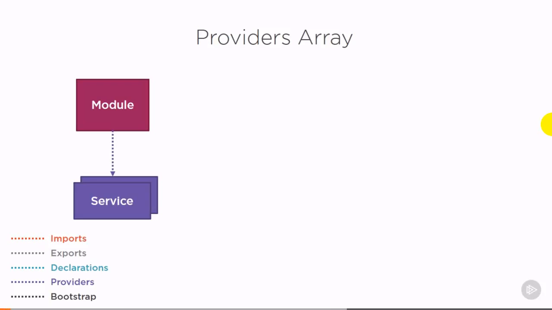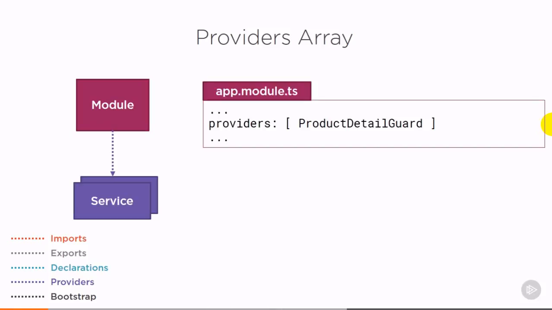Angular modules can also register service providers for our application. We can register services we develop, such as the product service we created earlier in this course. The providers array of the NgModule decorator allows us to register service providers at the module level. This is similar to the providers array of the component decorator that allows us to register services at the component level. Recall that at this point, our sample application registers the product service provider at the component level and the product detail guard at the module level.